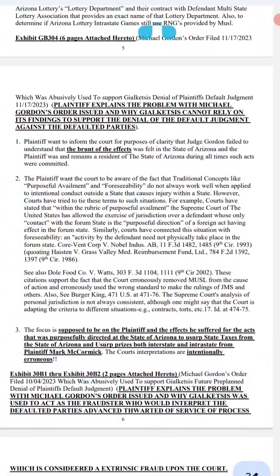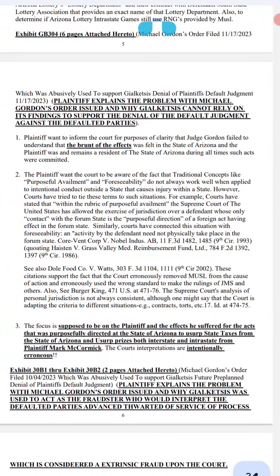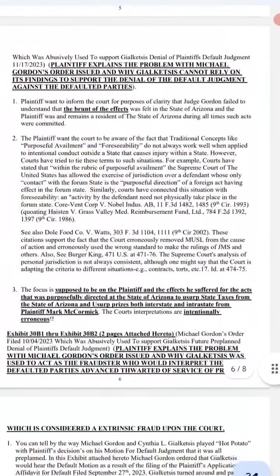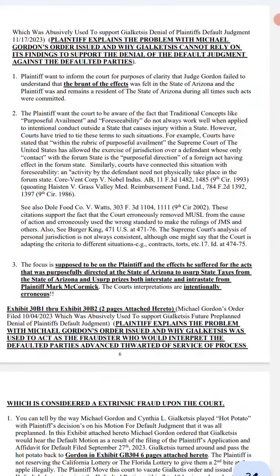Exhibit GB 304, 6 pages attached hereto, is Michael Gordon's order, filed 11/17/2023, which was abusively used to support Gialketsis' denial of plaintiff's default judgment, which was denied on 11/22/2023. Plaintiff explains the problem with Michael Gordon's order and why Gialketsis cannot rely on its findings to support the denial of the default judgment against the defaulted parties.